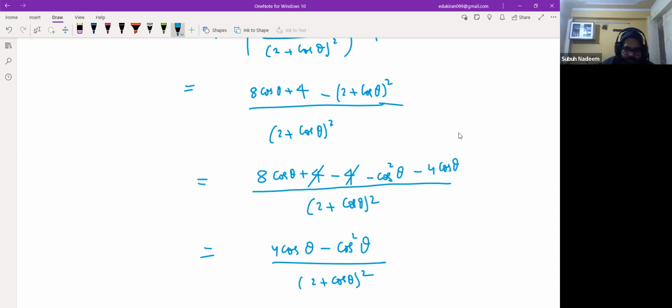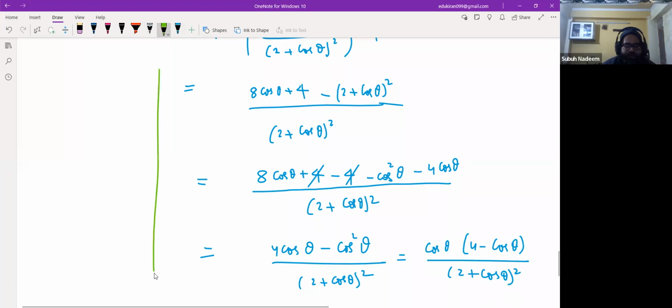So this will become finally 4 cos theta common, 4 minus cos theta upon 2 plus cos theta. Calculation all is clear? Yes, sir.